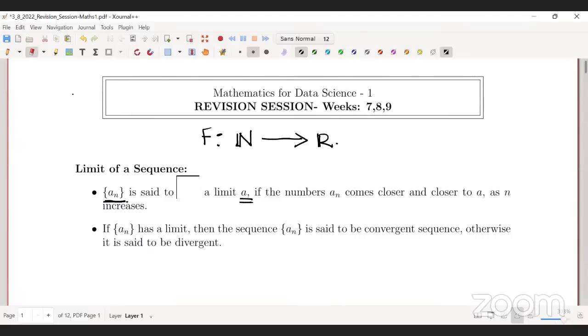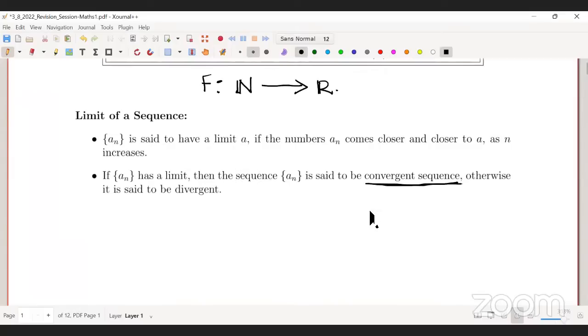When a sequence has a limit, you say that the sequence a_n is a convergent sequence. If you increase the value of n and you observe that the value of a_n is not coming closer and closer to any value, in that case you say the sequence is divergent.